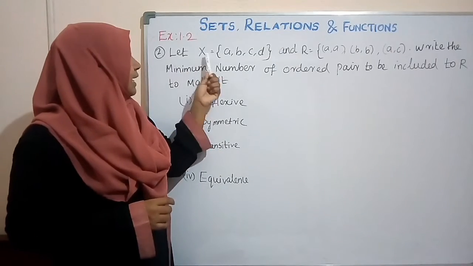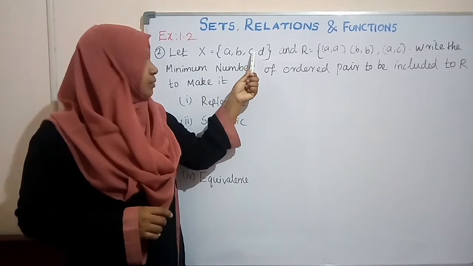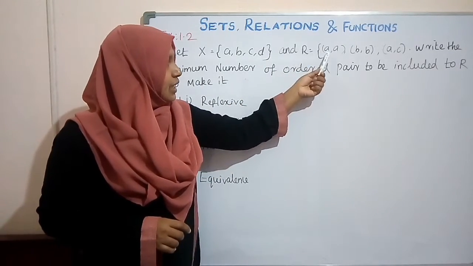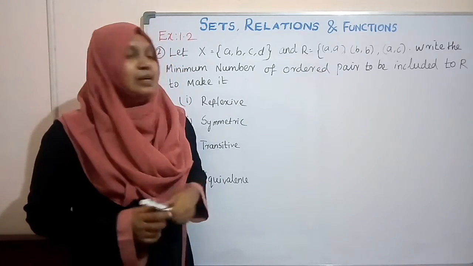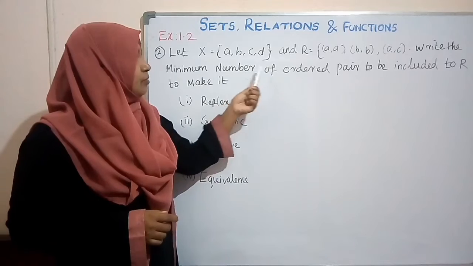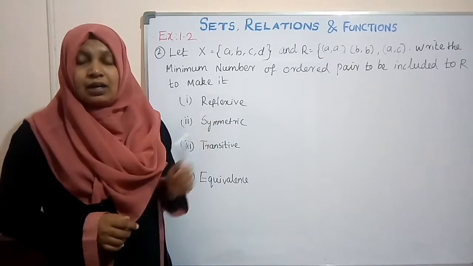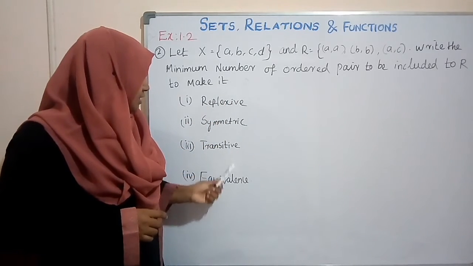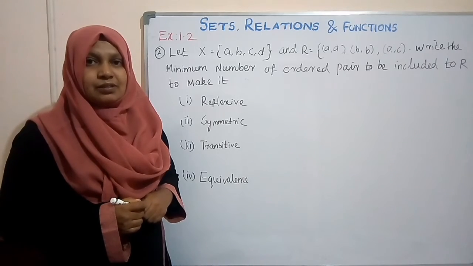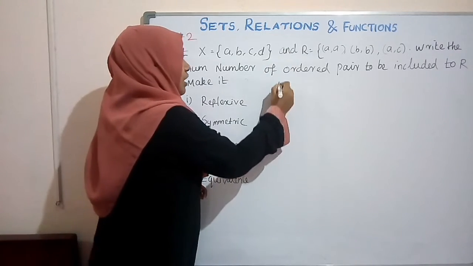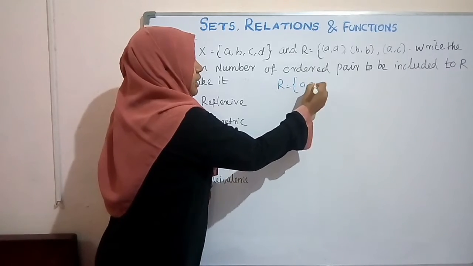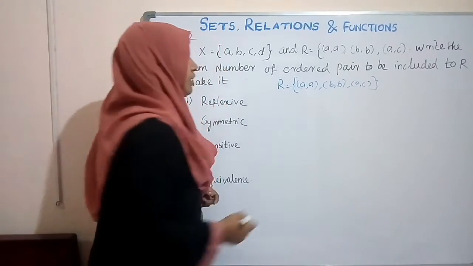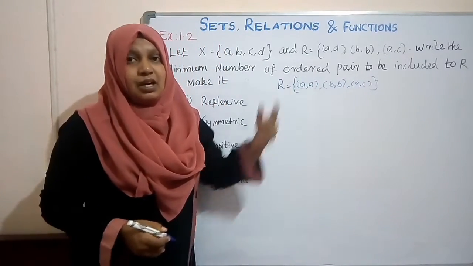Number 2, let X be the set {A, B, C, D} and R is a relation which is equal to {(A, B), (A, C)}. Write the minimum number of ordered pairs to be included in R to make this relation R reflexive, symmetric, transitive and an equivalence relation. Okay, so it is given that R is equal to the set {(A, B), (A, C)}. Already they have given three elements in the relation R.